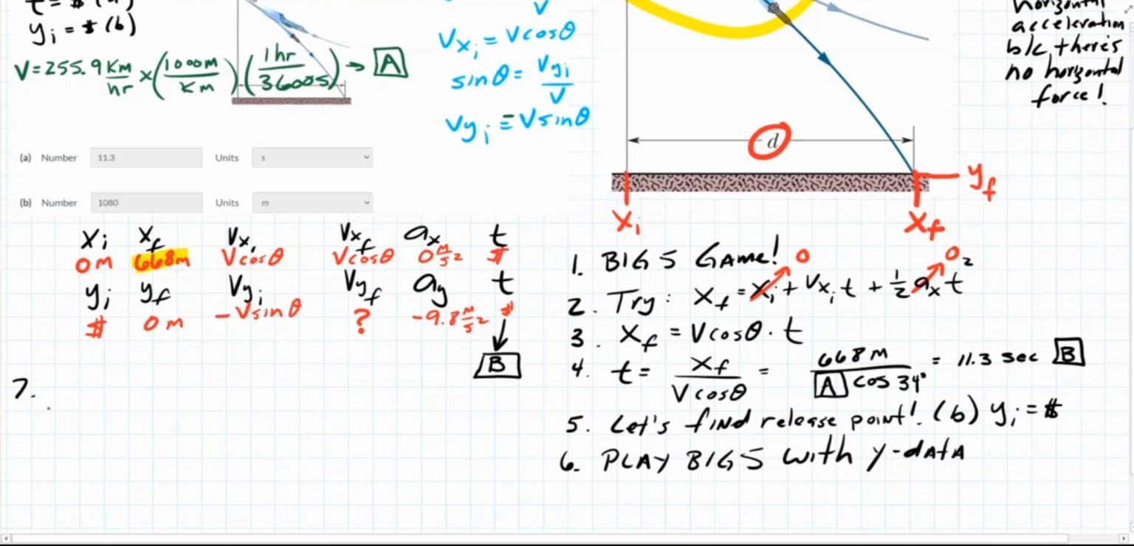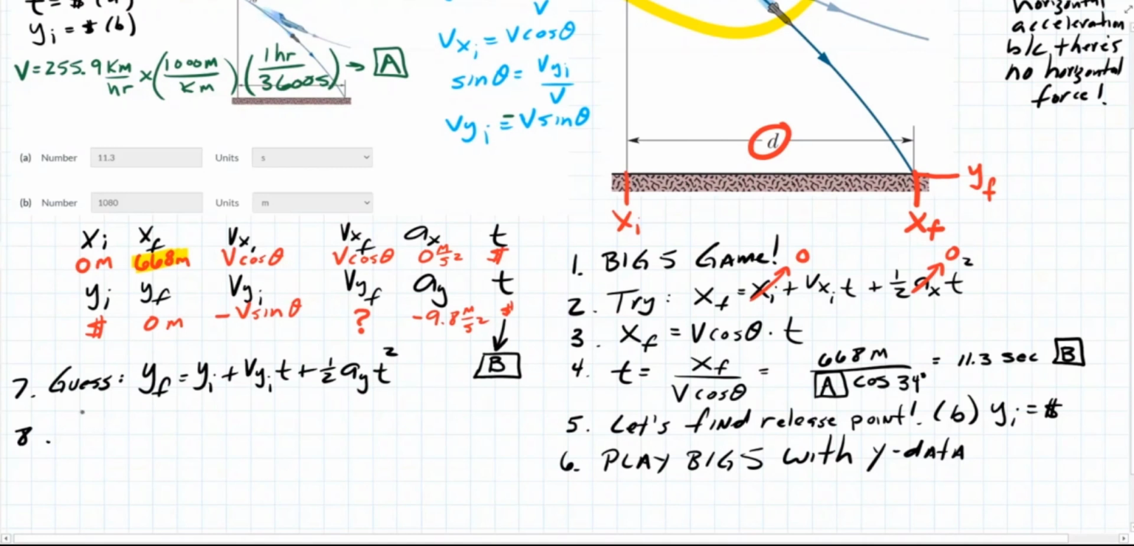So which of the Big Five equations contains the variable you want with all of the other variables known? I'm just going to try this. I want to do as little work as possible. All right, so here's my guess: Y final equals Y initial plus Vy initial t plus 1/2 a sub y t squared. That doesn't look too simple, but it is what it is.